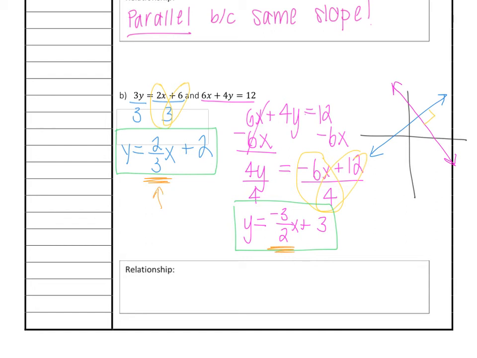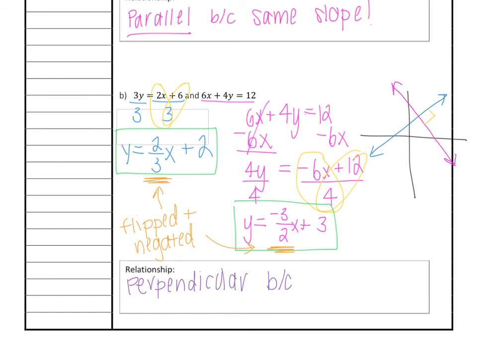So these slopes are an example of flipped and negated, or opposite reciprocal slopes like we were talking about on the front. So since they have slopes that meet that flipped and negated criteria, that's going to lead us to determine that these two lines are, in fact, the relationship would be perpendicular because they have opposite reciprocal slopes.